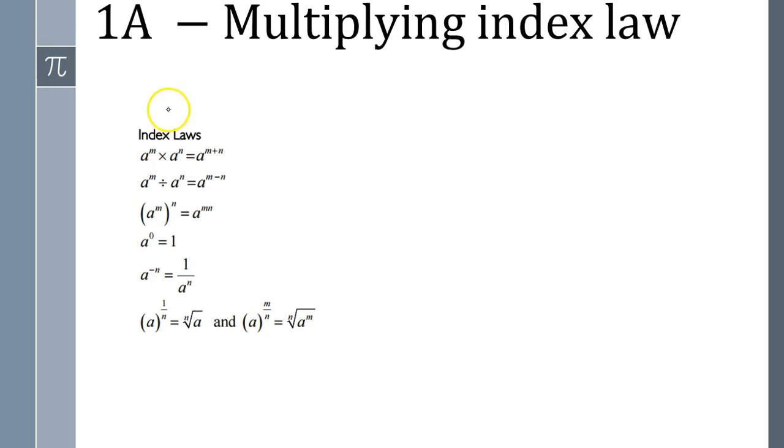So what we've got here is a whole list of index laws, and we're going to go through them one by one, starting with multiplying, right at the top. You'll notice with these formulas that a few of them need the same base, so the same letter or the same number down the bottom, for the index law to work. So if you had x to the power of 2 times y to the power of 2, you cannot use these index laws. The bases need to be the same.